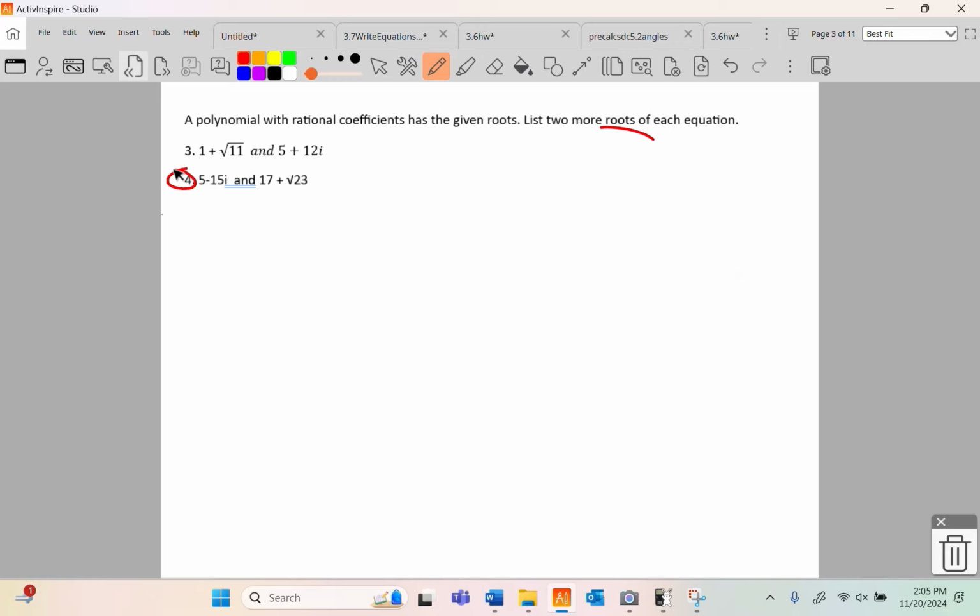5 minus 15i is a 0, or a root. What's the other root? 5 plus 15i. It's not asking about factors. 17 plus root 23 is a 0, or a root. What's the other one? 17 minus root 23.